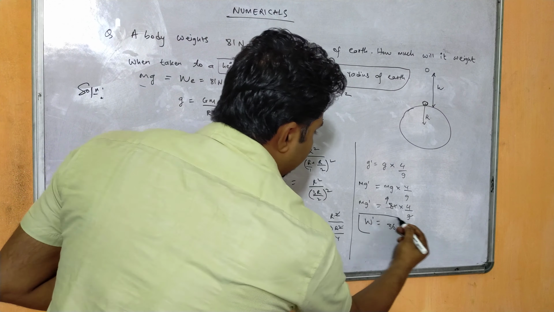A body possesses a mass of 7 kg. What will be its weight if g equals 10 meter per second square? That means acceleration due to gravity is also given. So g equals 10 meter per second square. A body possesses mass, that means mass is given here as 7 kg. We need to find the weight. Weight equals mg, that is 7 into 10, that is 70 Newton. So this is our answer. It's a very simple question.